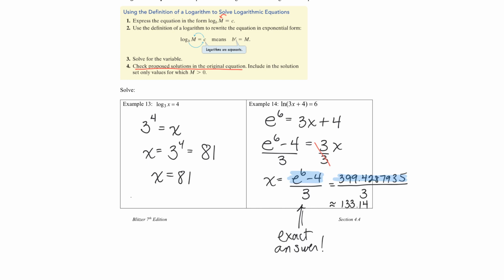One of the reasons that we get a decimal approximation for these problems is so that we can more easily judge whether or not our proposed solution is going to be in the domain of this particular logarithmic function. So if I come back up here and I plug in 133.14 times 3 plus 4, I am going to get a number that is greater than 0. Yes? Yes. So this is the solution to two decimal places for this particular logarithmic equation.